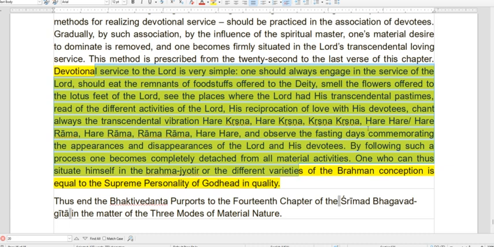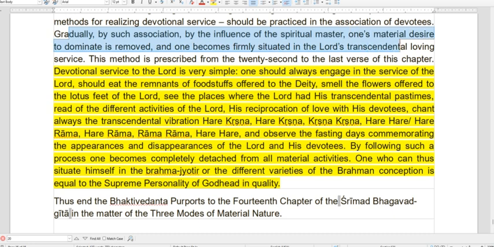Any answer? From Shastra. Shastra is fine, Guru? But do we ever read Shastra? We read, sometimes. Guru, we read, Prabhuji. Guru, yes. Gradually, by association and influence of the spiritual master, one's material desire to dominate is removed, and one becomes firmly situated in Krishna's loving service.